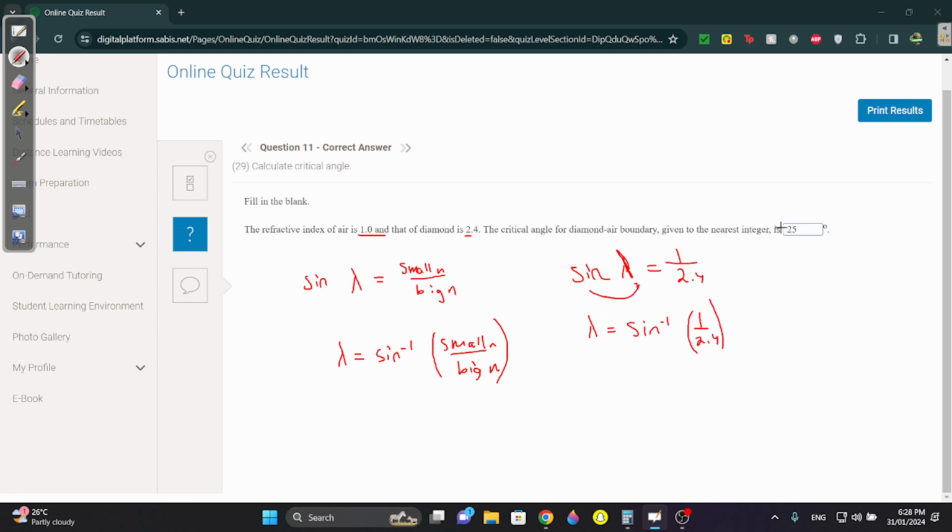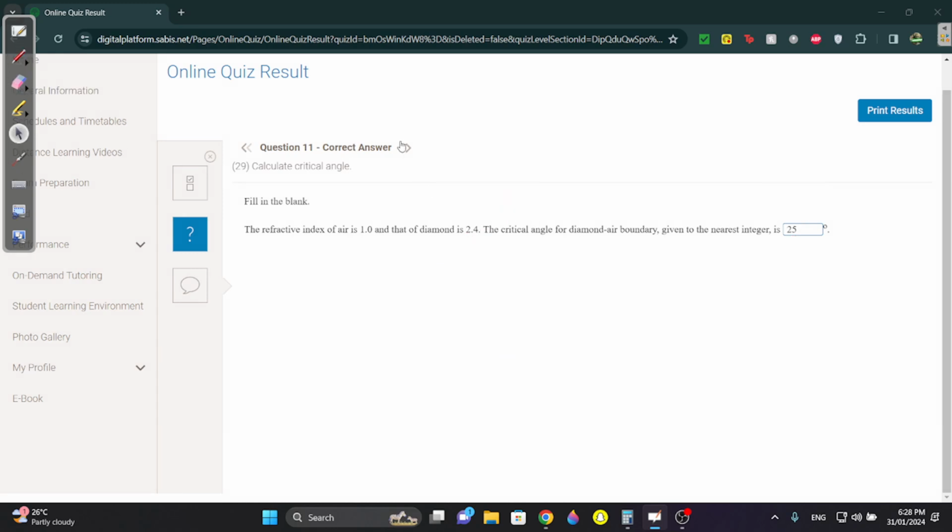You get 24.6 degrees on the calculator, and you round it to 25 degrees. That's how you find the critical angle. Always small n over big N. By the way, if you try using 2.4 over 1 and doing shift sine of that, your calculator will give you an error because you can't have the big N up.